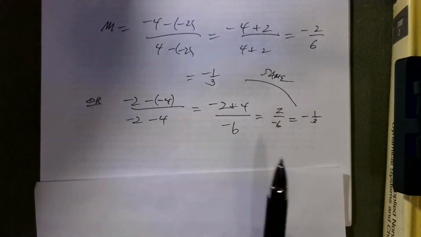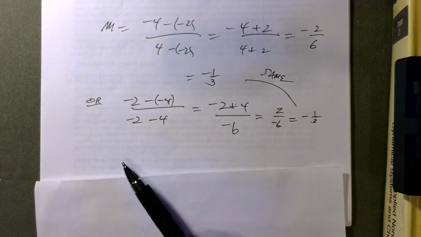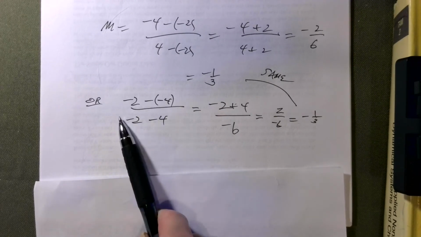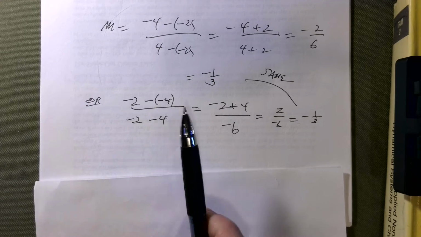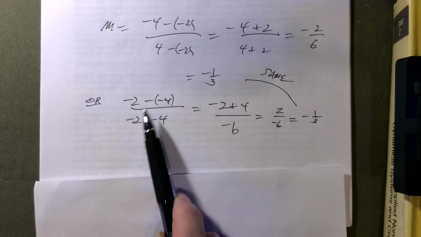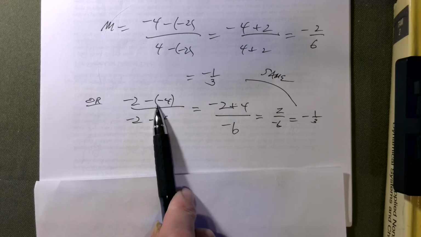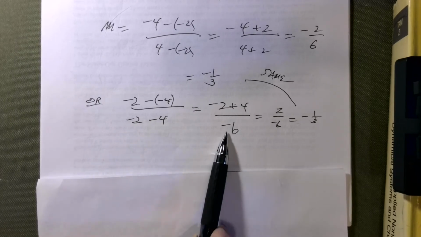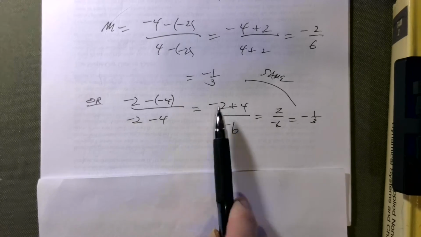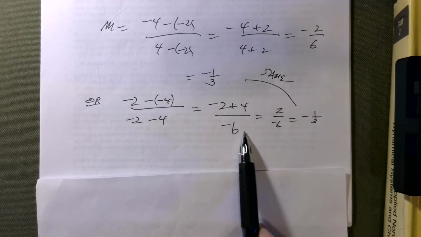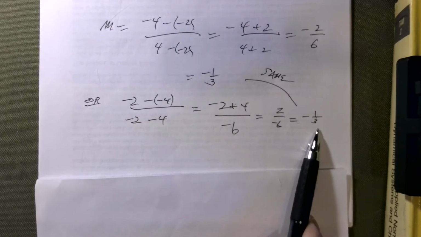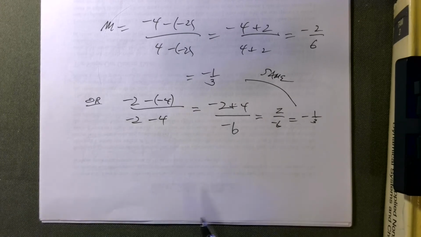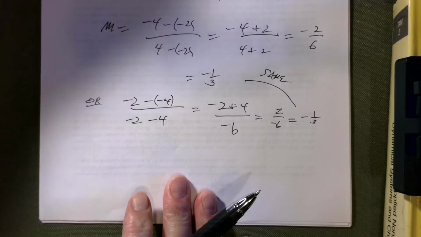If I choose the other points, then I have negative 2 minus a minus 4, over negative 2 minus a 4. So negative, negative becomes positive. You're down $2, you're down $4, you owe me $6. So upstairs I have 4 minus 2, which is 2, over negative 6, so that becomes what? A negative 1/3, and it's the same. So it does not matter which way you use the formula, just stay consistent.